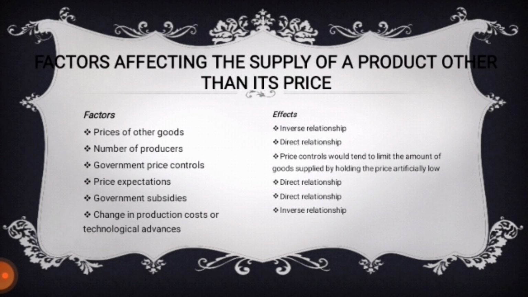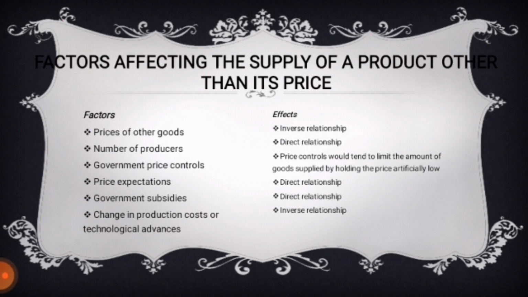If one increases, the other one increases too. If one decreases, the other one decreases too. Generally, an increase in the number of producers will cause an increase in the amount of goods supplied at a given price. Next is government price controls.